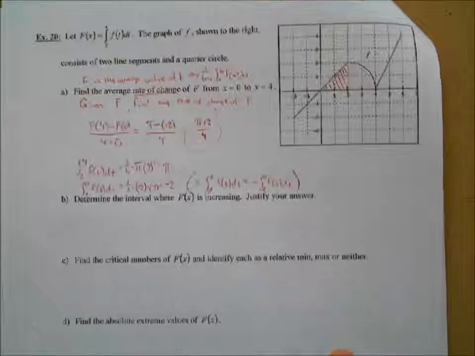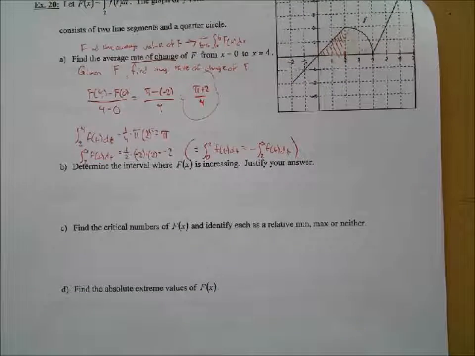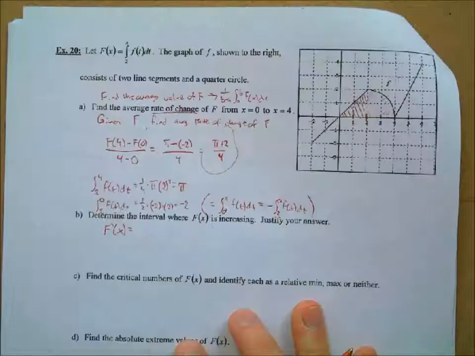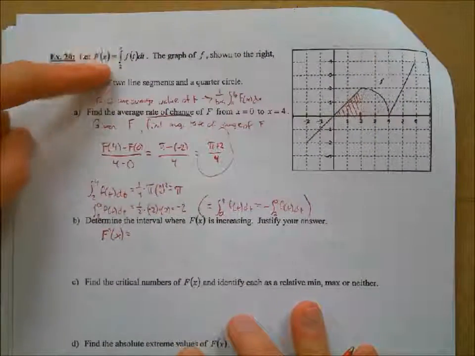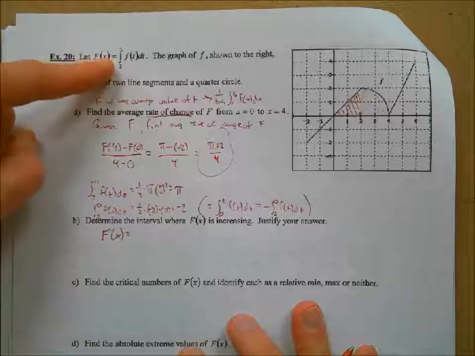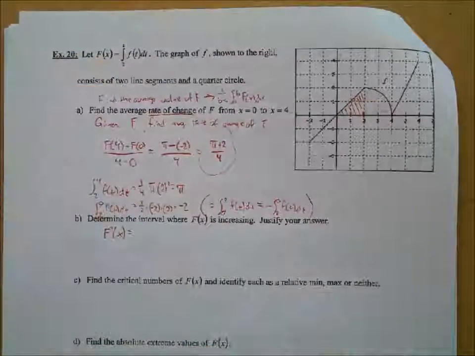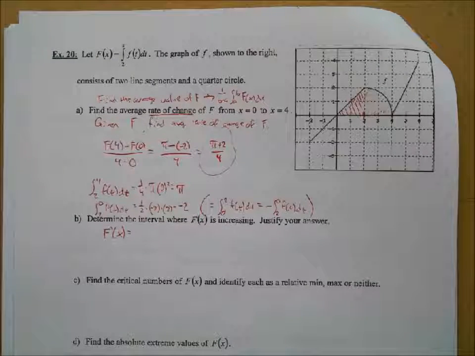All right. Letter B. Determine the interval where capital F of x is increasing. So, if we want to know where a function is increasing, what do we normally look at? The derivative of the function, right? So we're going to find capital F prime of x. All right? So if capital F of x was the integral from 2 to x of f of t dt, we're going to be taking the derivative of an integral here, right? Because capital F is defined as an integral, so the derivative of an integral, all right?